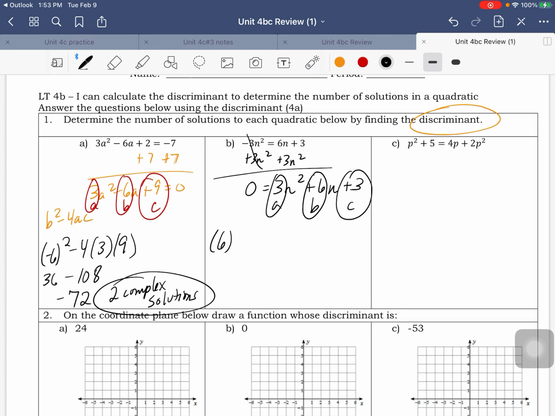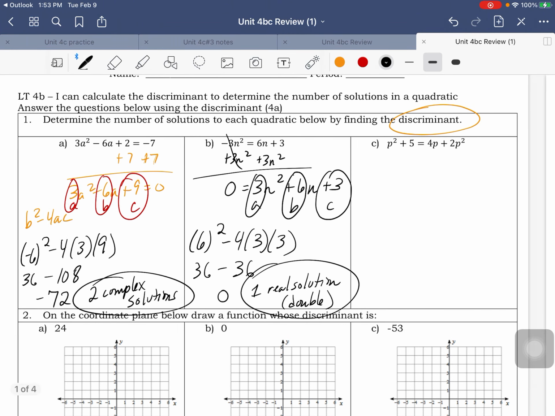And then let's do the discriminant b squared minus 4 times a times c. So that's 36 minus 36, which is 0. Anytime you get 0, this is one real solution. So you only see it cross the x-axis once, but that's going to be counted as a double solution.